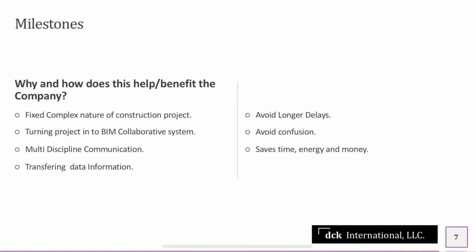Why and how does this help benefit the company? BIMTRACK fixes the complex nature of construction projects like coordination and communication. It turns a project into a BIM collaborative system. It also has multiple discipline communication which allows communication among stakeholders, engineers, architects, construction team, and owner representative. BIMTRACK makes transferring data information seamless. It also helps us avoid longer delays, avoid confusion, and saves time, energy, and money.